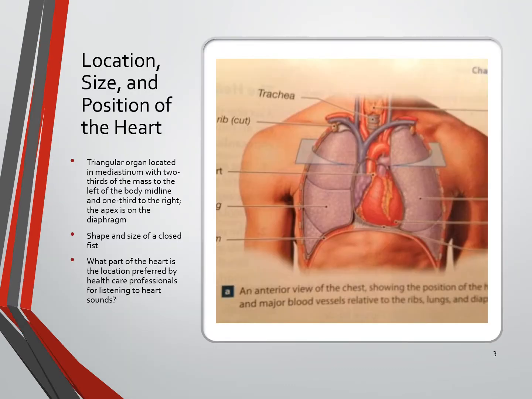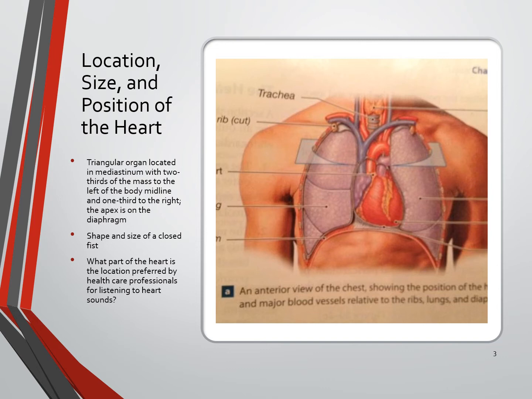We're going to jump into this lecture and begin with talking about the location, size, and position of the heart. If you look at this image here, you can see that the heart is a triangular shaped organ, and it's located in the space between the lungs, which is called the mediastinum. About 2/3 of the heart are to the left of the midline of our body, and the remaining 1/3 to the right of the midline.